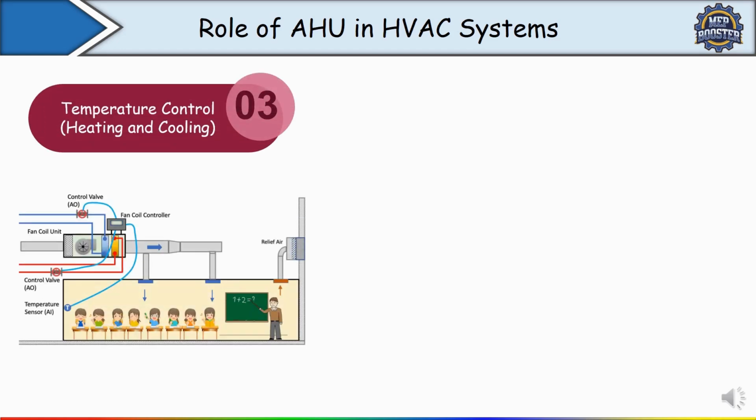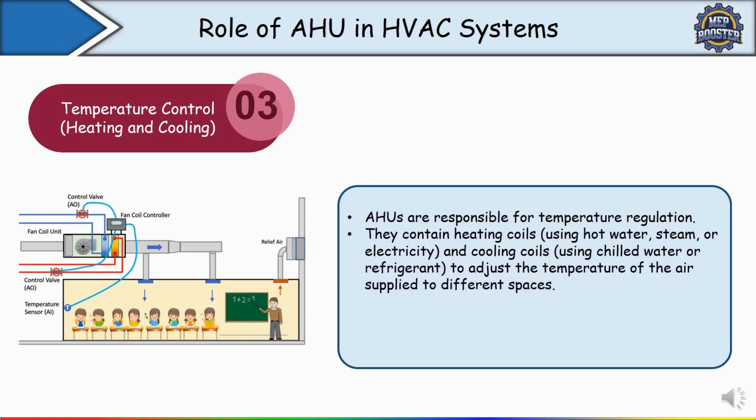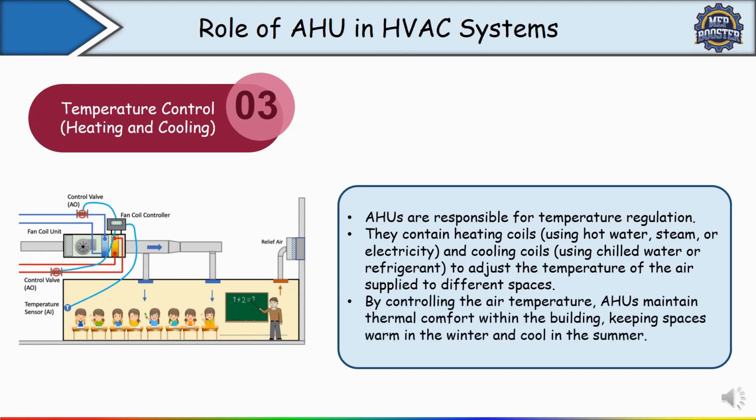Now the next is temperature control. What is this? AHUs are responsible for temperature regulation. They contain heating coil and cooling coil to adjust the temperature of the air supplied to different spaces. Generally you know that in winter the air is heated and in summer it is cooled to ensure the indoor temperature remains comfortable and matches the set condition. So by controlling the air temperature, AHU maintains thermal comfort within the building, keeping its spaces warm in the winter and cool in the summer.